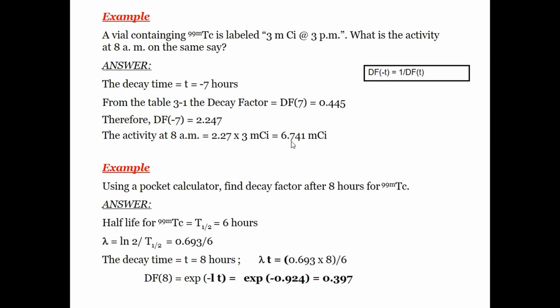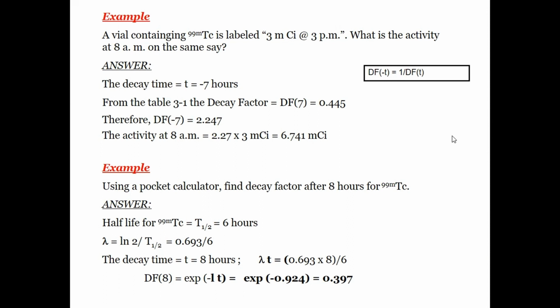Remember that if we have to go back in time, this is 3 p.m. when we measured, and the activity at 8 a.m. was prior to this activity, so it will be larger than this value of 3. It comes out to be 6.741, because the factor for minus time will be 1 over that.